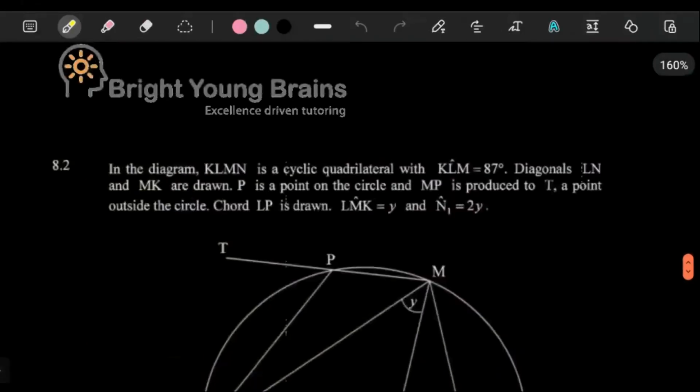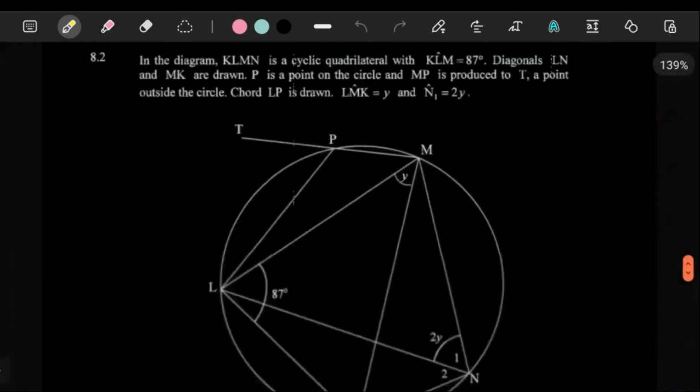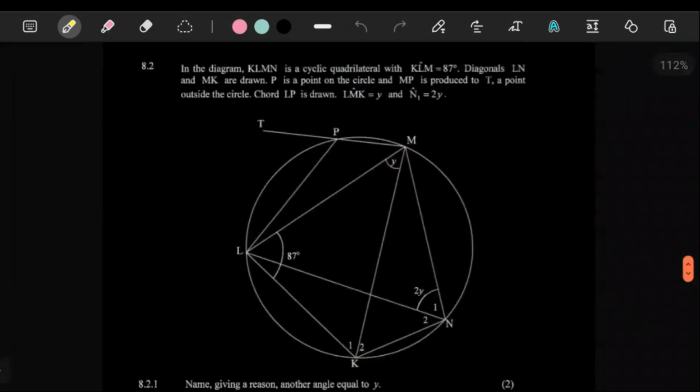So for 8.2, right, it says here in the diagram, KLMN is a cyclic quadrilateral. Oh, so you see what I did there, right? You don't want to do that. You want to read and check with your sketch what you're reading. It says KLMN is a cyclic quadrilateral because all sides here are touching the circle. And then it says here KLM is 87, so that's fine.